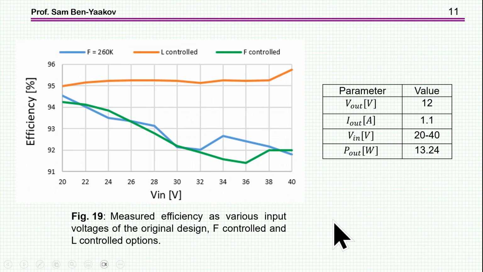And here are the experimental results. What we see here is the efficiency of the original unit, that is with the fixed inductor and fixed frequency. This is the blue one. And then we have here the efficiency with the variable frequency, which is also going down quite a bit. And here we have the efficiency with the variable inductor. This is this one here. And you can see that as the input voltage goes up, the difference in the efficiency is quite a bit, and it amounts to something like 3 to 4%, which is quite a bit.